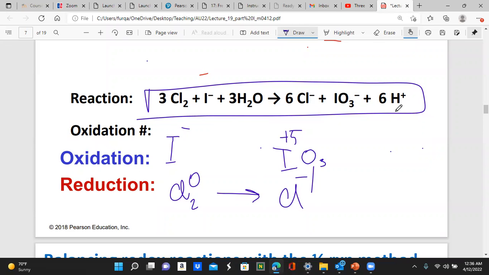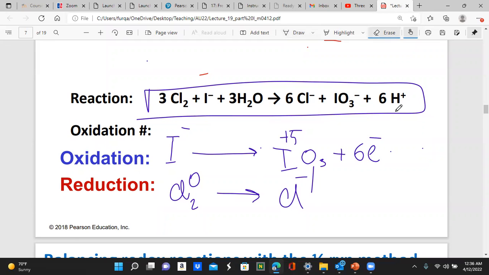So guys, now it's going to be the loss of electrons. So I have to show the number of electrons on the product side, which is the total electrons being lost, 6 electrons. So I have to show it like that. 6 electrons are being lost.